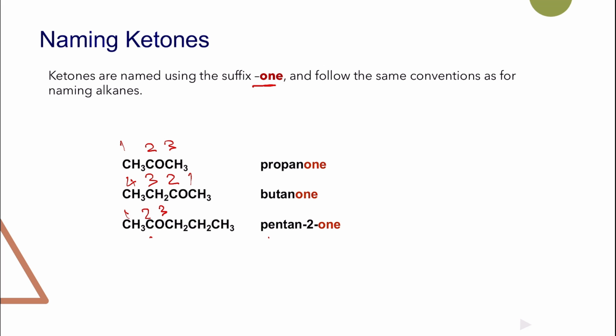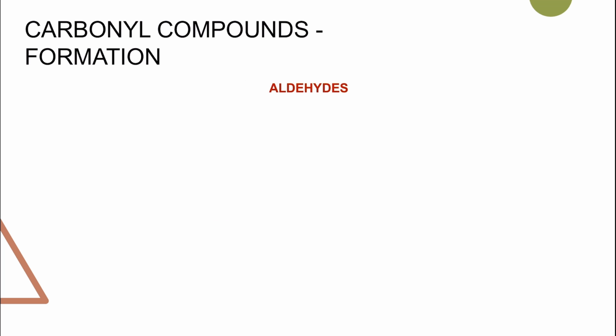So this is going to be called butanone, or you could have pentanone, or you could have pentan-3-one. So this is 1, 2, 3. Carbon number 3 is the carbonyl group. So you need now to give a number to the carbonyl group in the ketone.